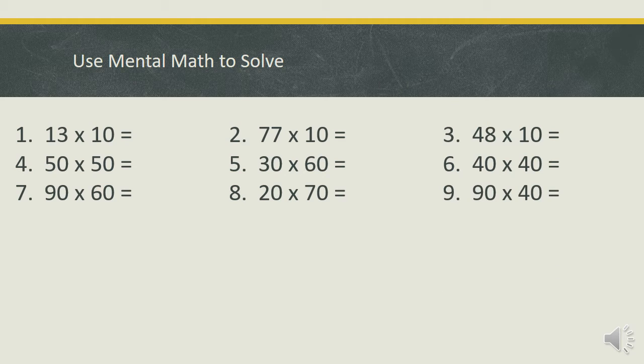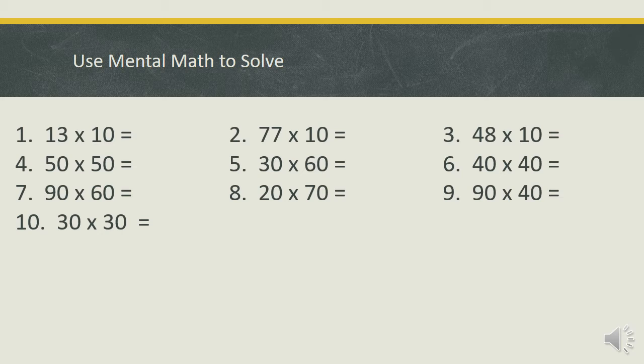90 times 40. 9 times 4. 9 times 4 is, write it down. And annex your zeros. Put your comma in there. And you're ready to go to number 10.